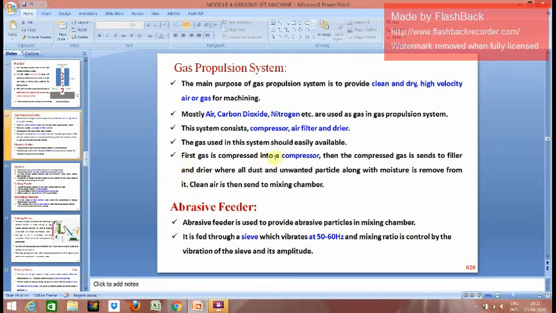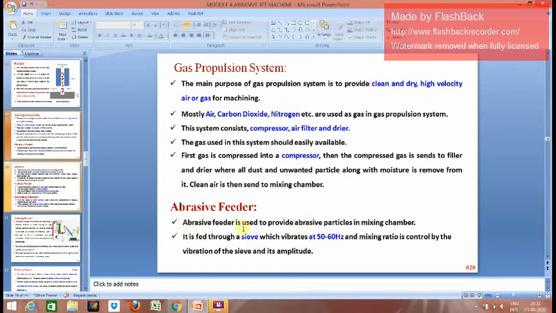So, first of all, it has to go into the compressor in order to get compressed. Then the compressed gas has to be sent into the filter or a dryer in order to remove any unwanted material, or even the moisture. Then that clean air is sent to the mixing chamber.